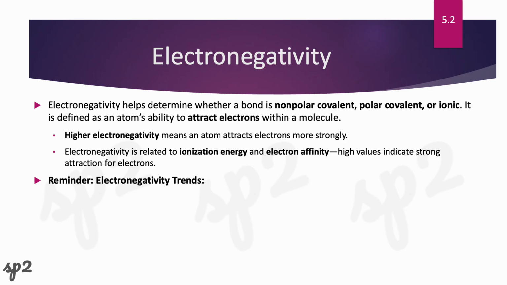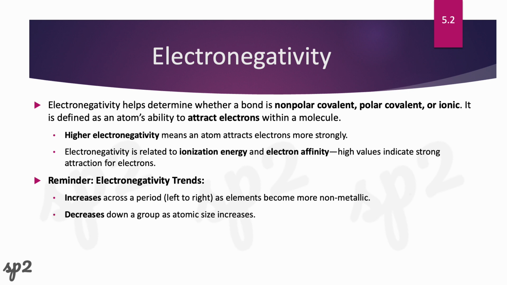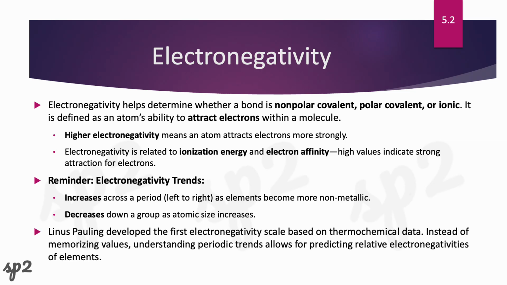Now, a quick reminder from our periodic trends. We mentioned that electronegativity is always increasing across a period, moving from left to right as we are moving from the metals to non-metals. And it decreases as we are moving from the top to the bottom down a column or a group, which is mainly because of the size. So the atomic size increases and the electronegativity decreases.